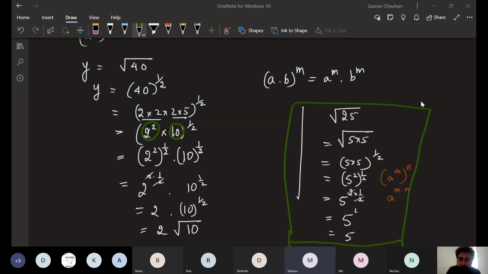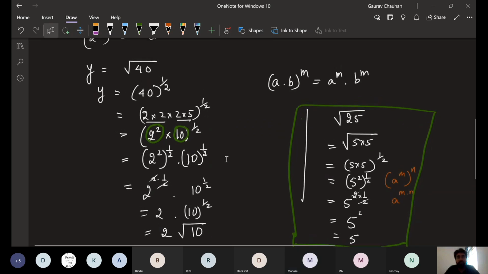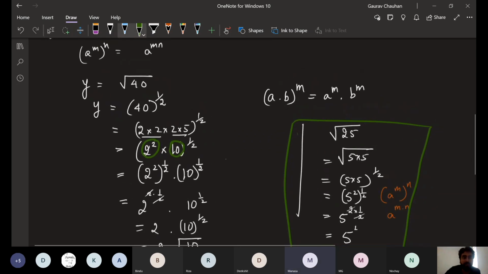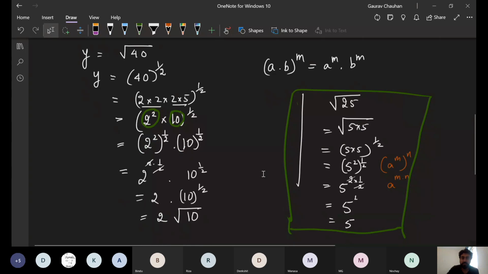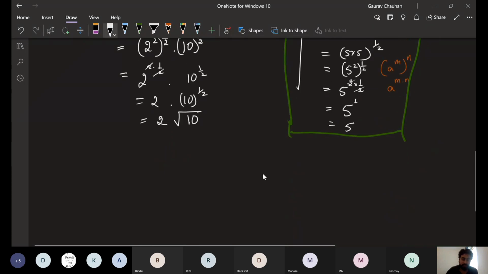Go ahead, Mansa. Sir, can you explain how root 40 became 40 to the power 1 by 2? This is just the way we write roots. Whenever I have root over any number, it can be any number. Mansa, give me any number you want to give. Can you unmute and speak? 8. Okay. So if it is this, I can write it as square root.